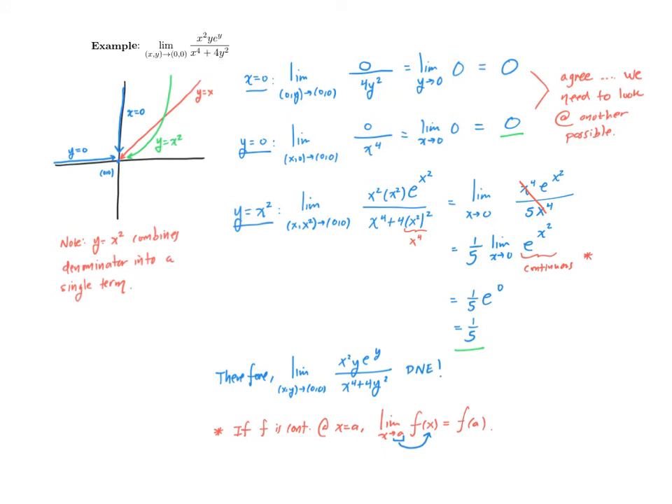exist. And once again, all of this work that you see in blue is necessary as part of your solution. If you omitted one of the two original paths, x equals 0 or y equals 0, that would be perfectly fine. You just need the two paths that result in distinct limits.